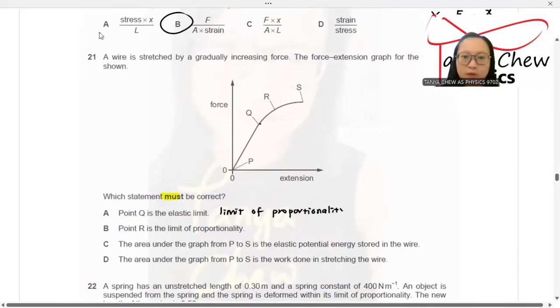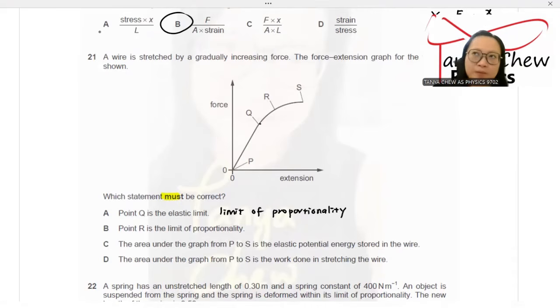For some materials, the elastic limit coincides with the limit of proportionality, right? So statement A cannot be 100% sure. I cannot be 100% sure that it is correct. It depends on the material. Now, B: point R is the limit of proportionality. When you see a curve, it cannot be the limit of proportionality. That is definitely wrong.